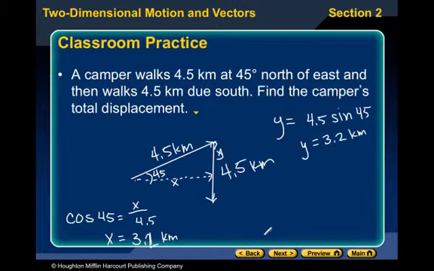So what we want to do is add our x's together and our y's together. There's only one x though, right? This is only in the y direction. We don't have an x portion to this 4.5. So we would have a new triangle, so the resultant would be, here would be the resultant. This is what we're trying to find right here.